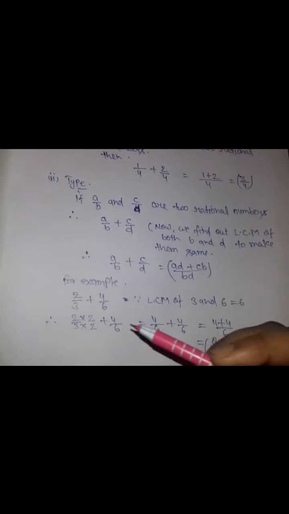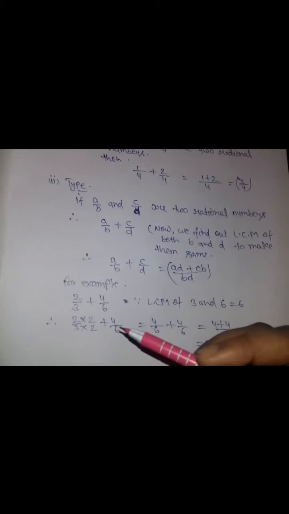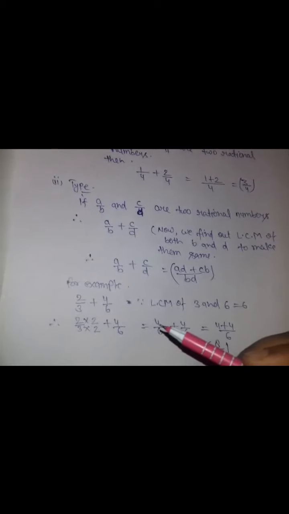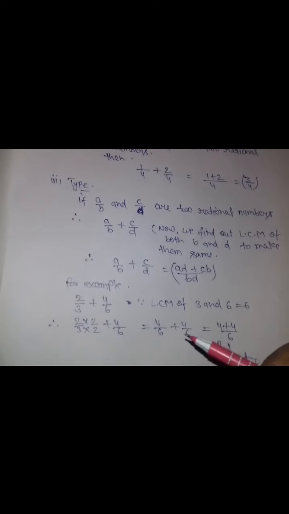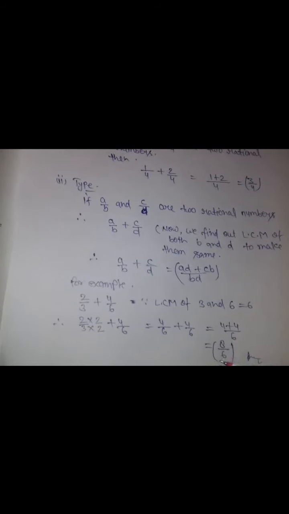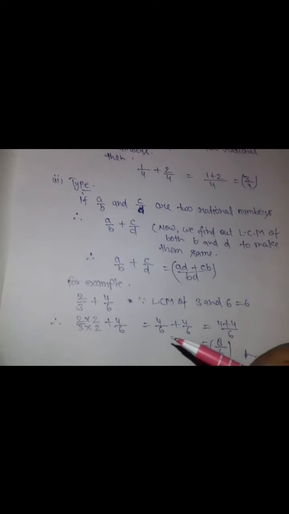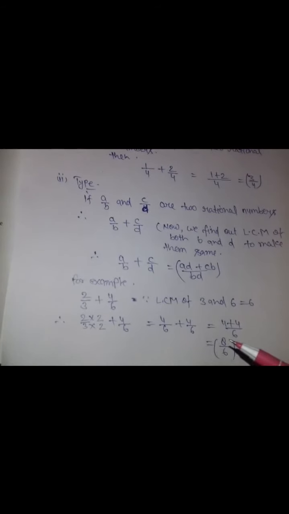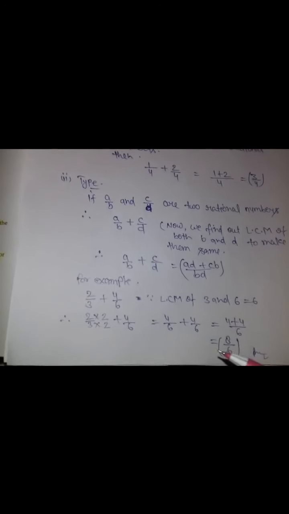There is no need to change 6 into 6, so we leave it. So 2 multiplied by 2 is 4, and 3 twos are 6, that will be 6. Now both denominators are the same, so we add 4 plus 4, which gives 8 by 6. As I told you before, if the denominators are the same, then we write only one denominator. Now we have got the answer.